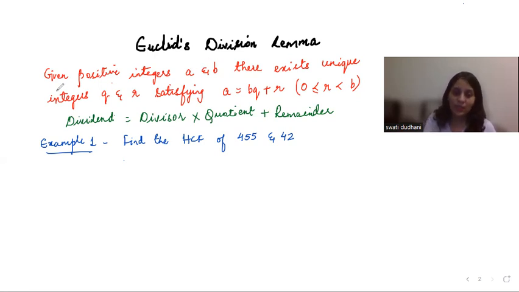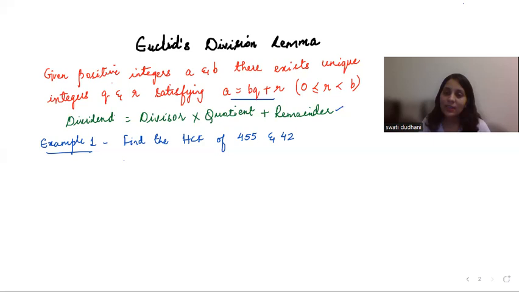Given positive integers a and b, there exist unique integers q and r satisfying a equals bq plus r, where r ranges from 0 to b. It's very difficult to understand this language, so I'll tell you in simple words: you can just remember that dividend is equal to divisor into quotient plus remainder. We have learned it. Let me tell you what is dividend, divisor, quotient, and remainder.